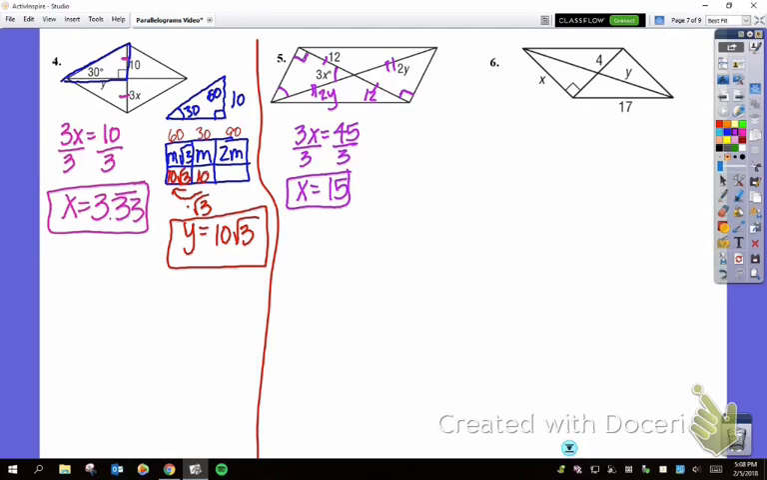Now for y, if those two are equal, then we know that these two are equal, which means this is 12 and this is 12.